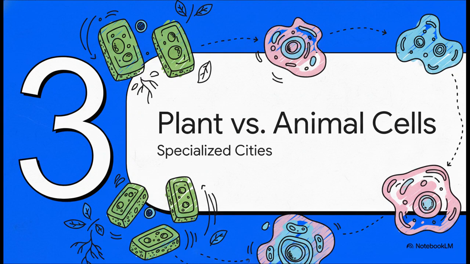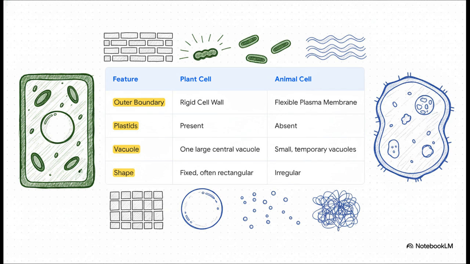So we've touched on some of the key differences already. Let's put it all together now and do a direct side-by-side comparison of our two main types of complex cities, the plant cell versus the animal cell. This right here is a perfect little summary for revision. Let's run through it. The big ones? Plant cells have a tough, rigid cell wall on the outside for support. Animal cells just have that flexible membrane.